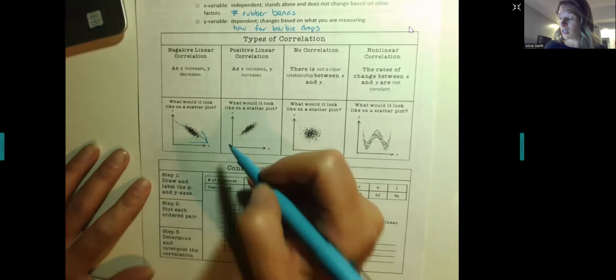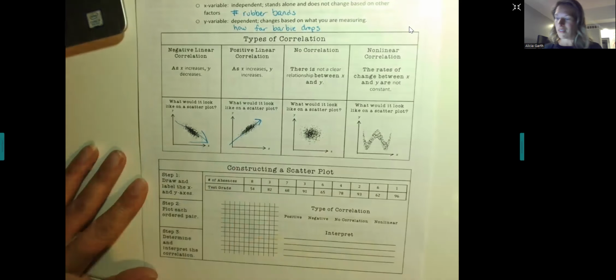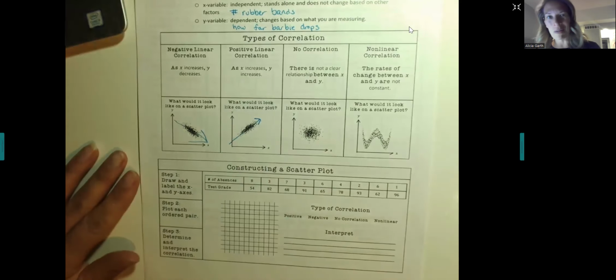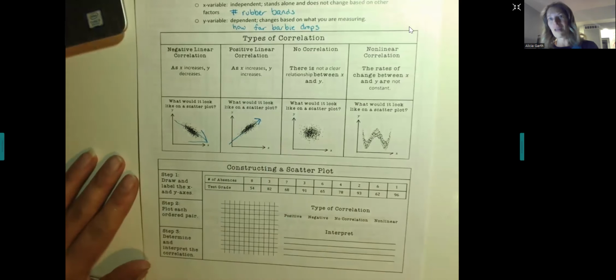A positive correlation looks like this. Again, if I'm going from left to right, I am riding a roller coaster. It's going up the hill. First hill on a roller coaster is always my least favorite.